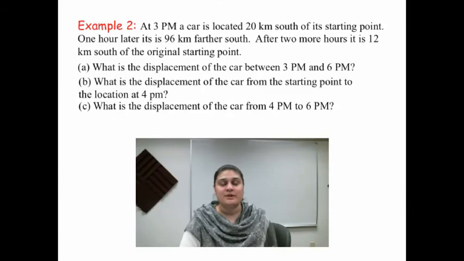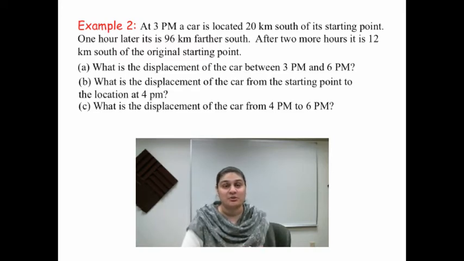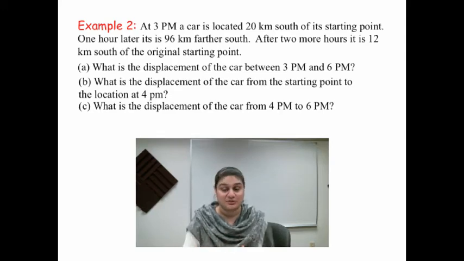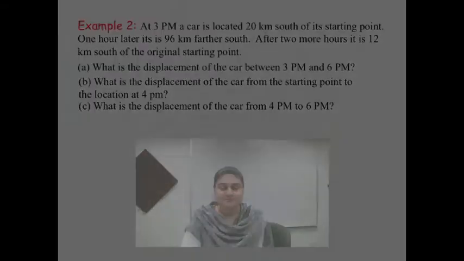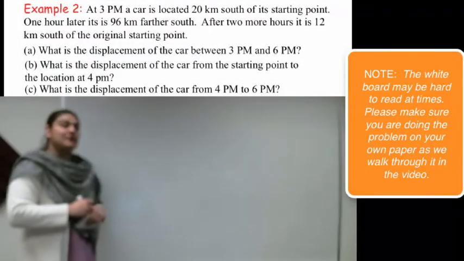So now for our next question, the question says at 3 p.m. a car is located 20 kilometers south from its starting point. 1 hour later, it is 96 kilometers further south. After 2 more hours, it is 12 kilometers south of the original starting point. What is the displacement of the car between 3 and 6 p.m.? What is the displacement of the car from the starting point to the location at 4 p.m.? And what is the displacement of the car from 4 to 6 p.m.? This is our question. So let's start looking at the problem.